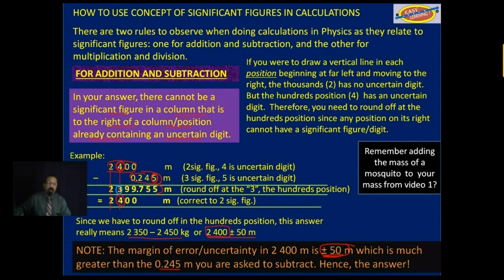You may recall when we were dealing with video 1 and we're talking about a mosquito and your mass. So if you were to add 65.7 kilograms plus 0.0035 kilogram, you still end up with 65.7.